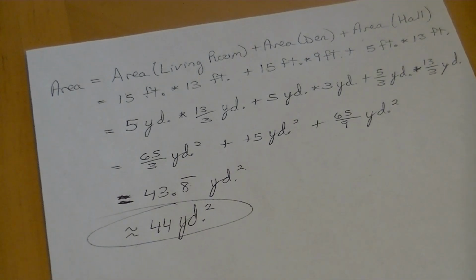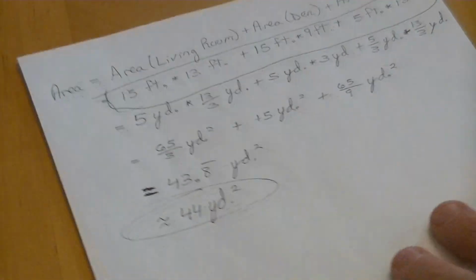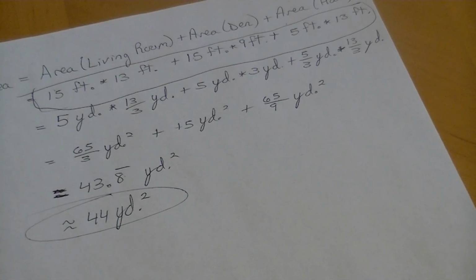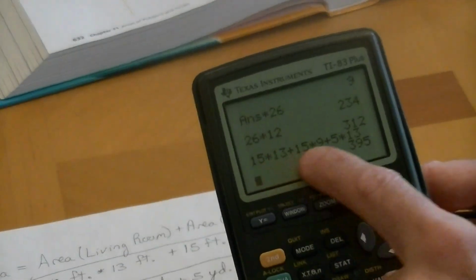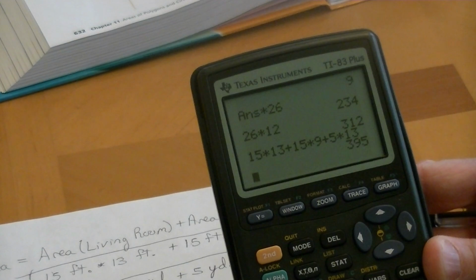One last thing I want to point out. Some of you might have been thinking, can't I just use these numbers and get the answer in square feet, and whatever that comes out to be, divide that by 3? And if you try that, you'll see that you get a different answer. I'm actually typing it into my calculator right now to show you. If you type all the numbers in feet into your calculator, you get 395 square feet. And you divide that by 3, you don't get the right answer.